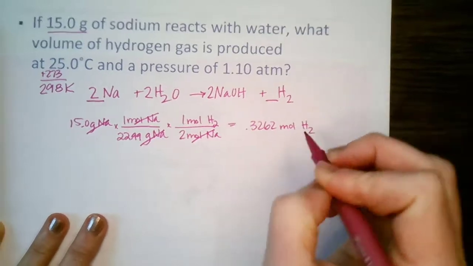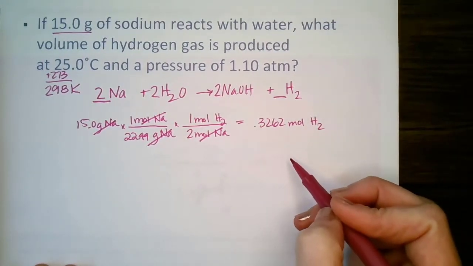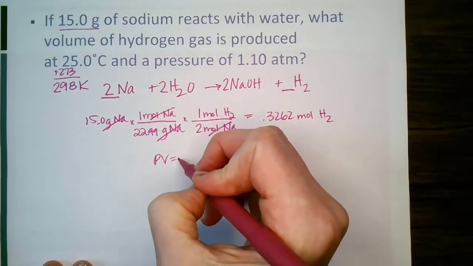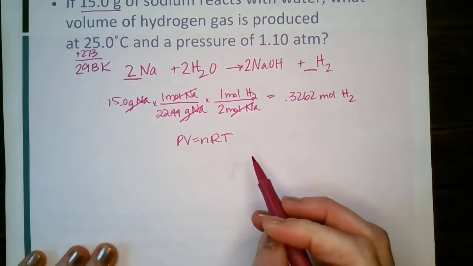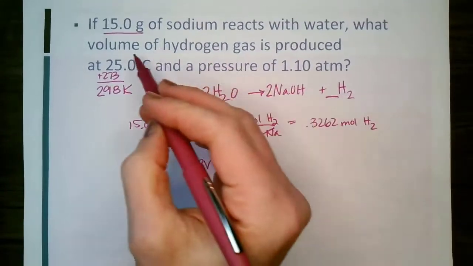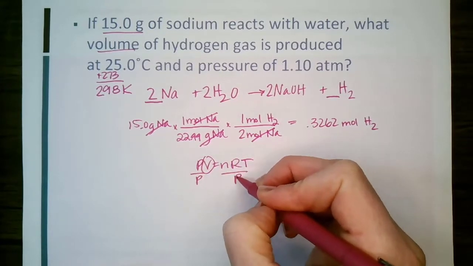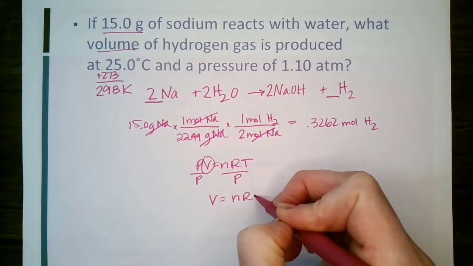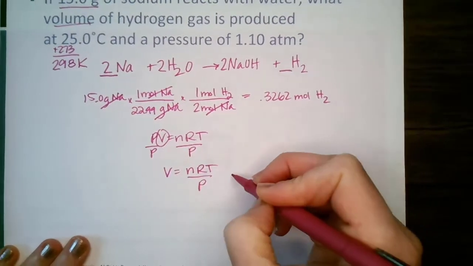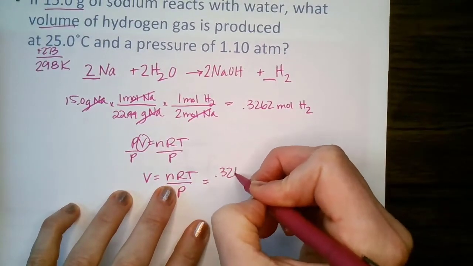0.3262 moles. We won't round until the very end. So now I can plug this into my PV equals nRT for hydrogen. I know that my pressure, well, what do I want here? I want volume. So let's just get V by itself, make it easier. Volume equals nRT over P.